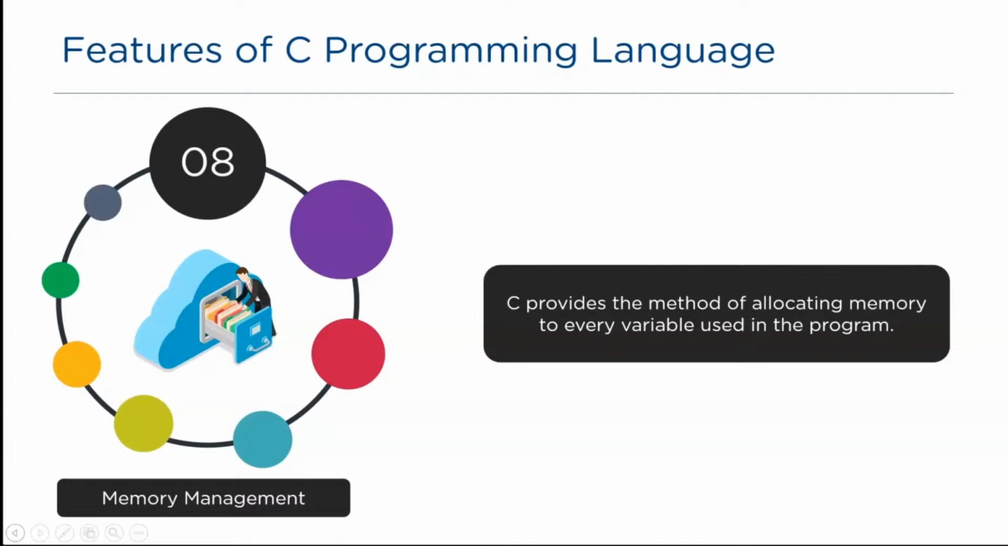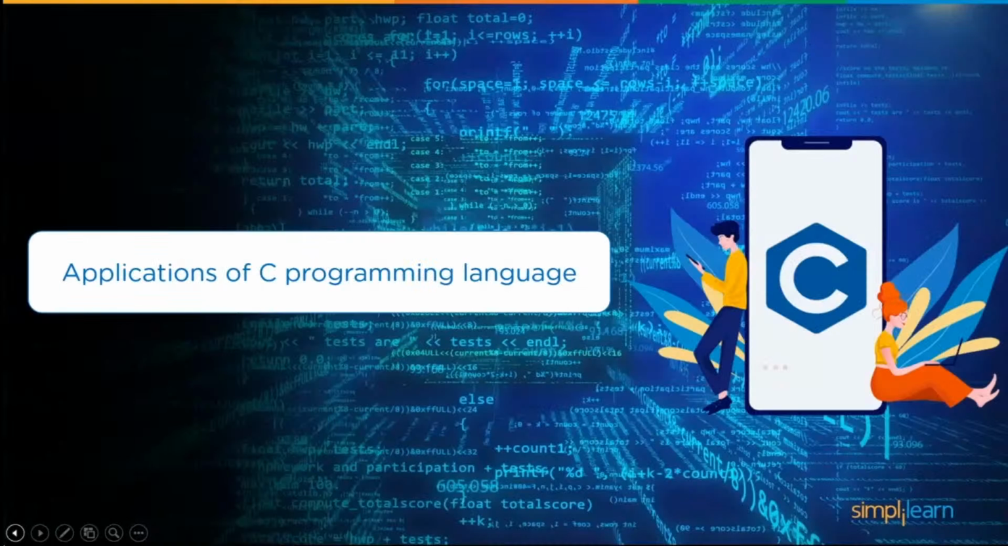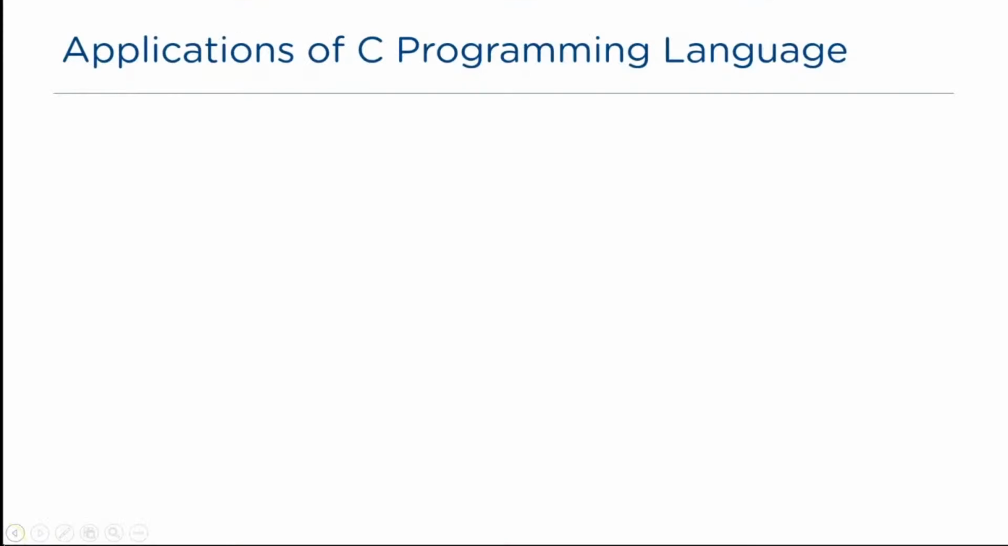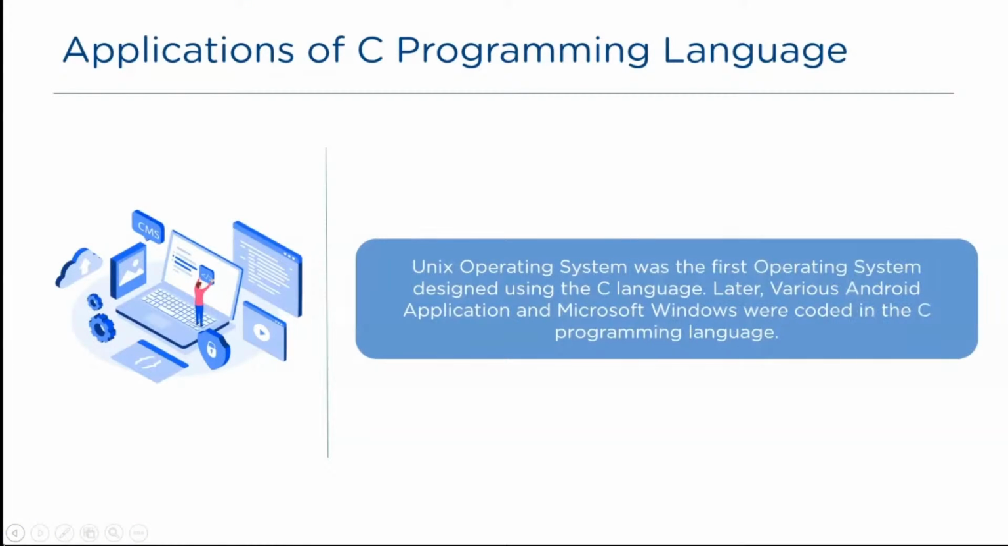Okay, so let us move on to the applications of the C language. Let us look at the first application. C language is used to design operating systems. As discussed earlier, the Unix operating system was the first ever operating system designed entirely using the C language. Later, a wide range of Android and Microsoft Windows applications were designed using C.